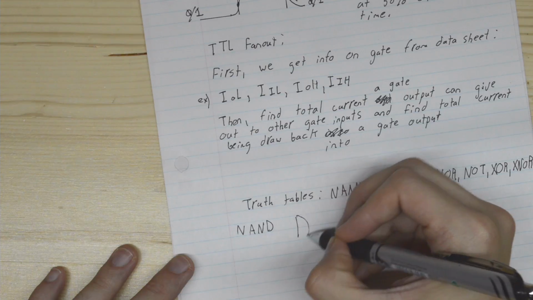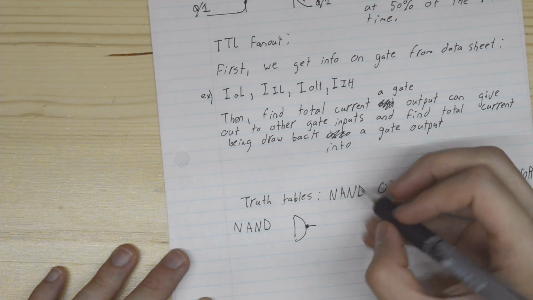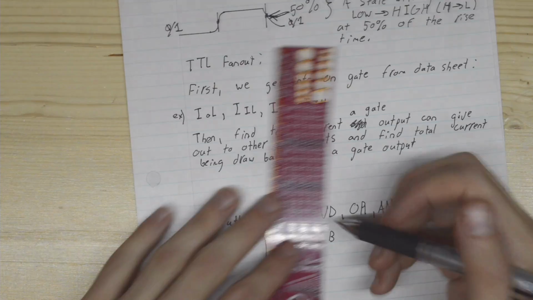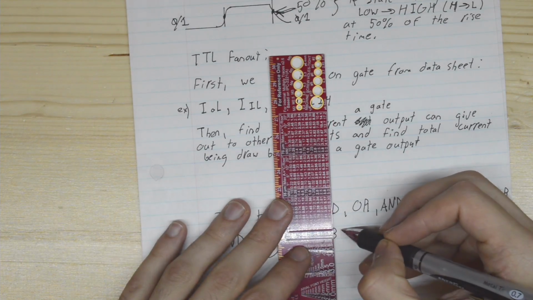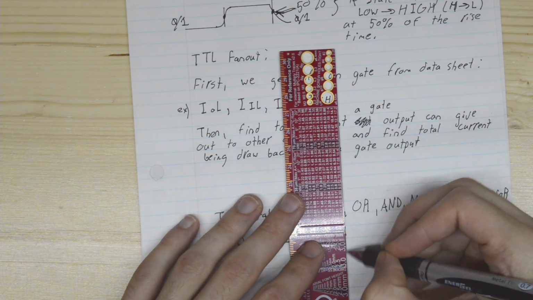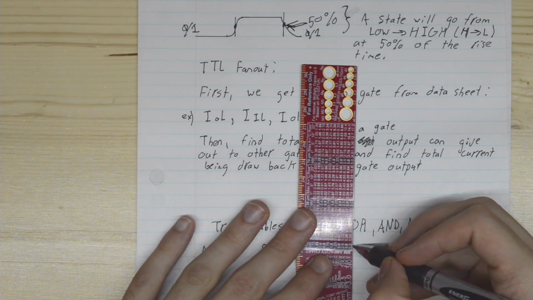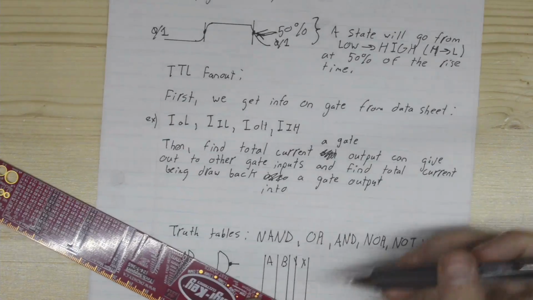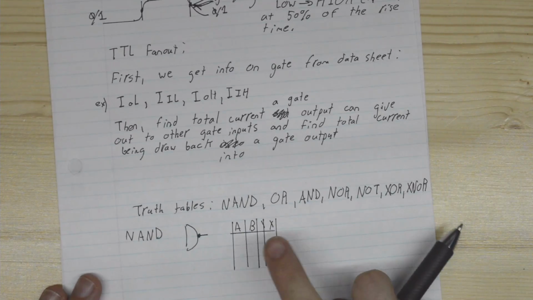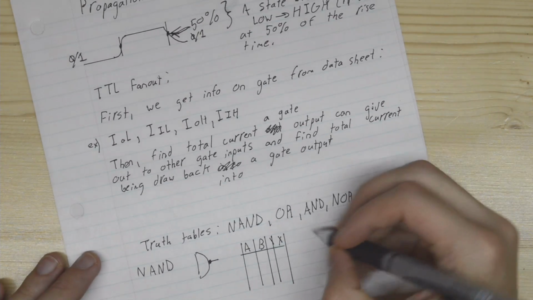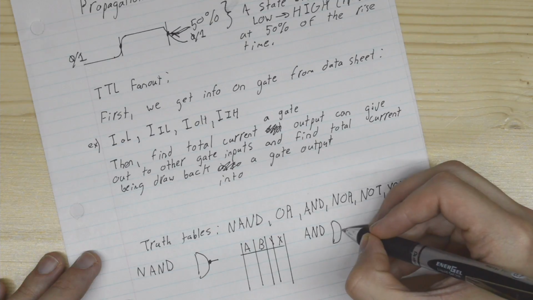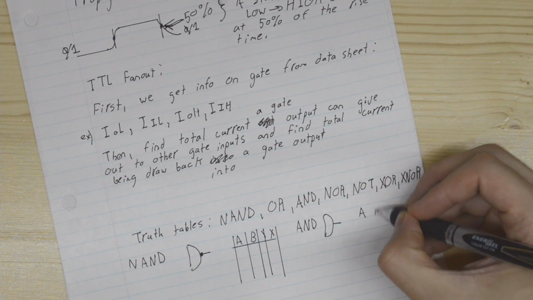Okay. So NAND, which is this little fella. If we look at the truth table, A, B. Nice truth table. Hope you agree. Let's just continue. Let's do AND, which is this. A, B.